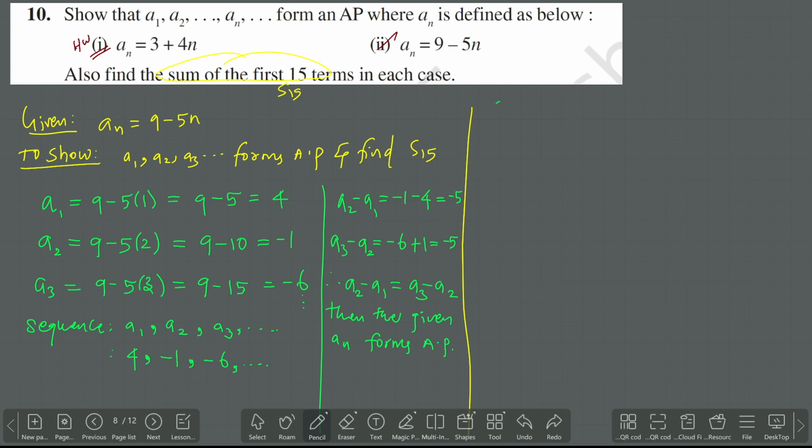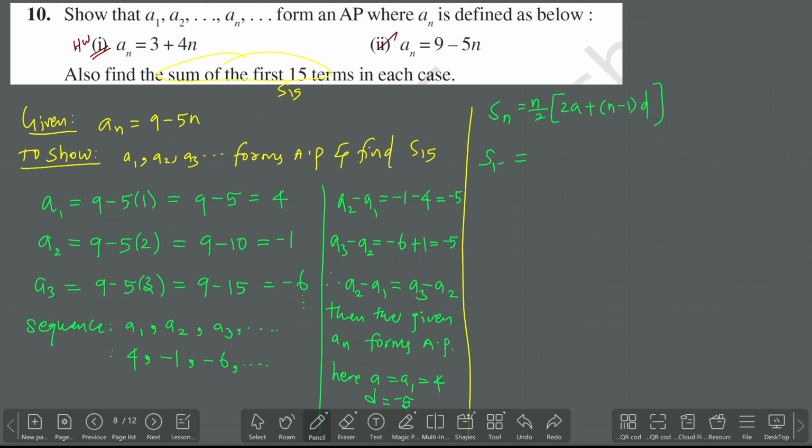So S15, that means Sn equal to n by 2, 2a plus n minus 1 into d. Okay. Here then a value, what? A1 is the a. Then what is my A1? Plus 4. What is my d? Minus 5, from the above A2 minus A1 form. Now we can substitute all those things.